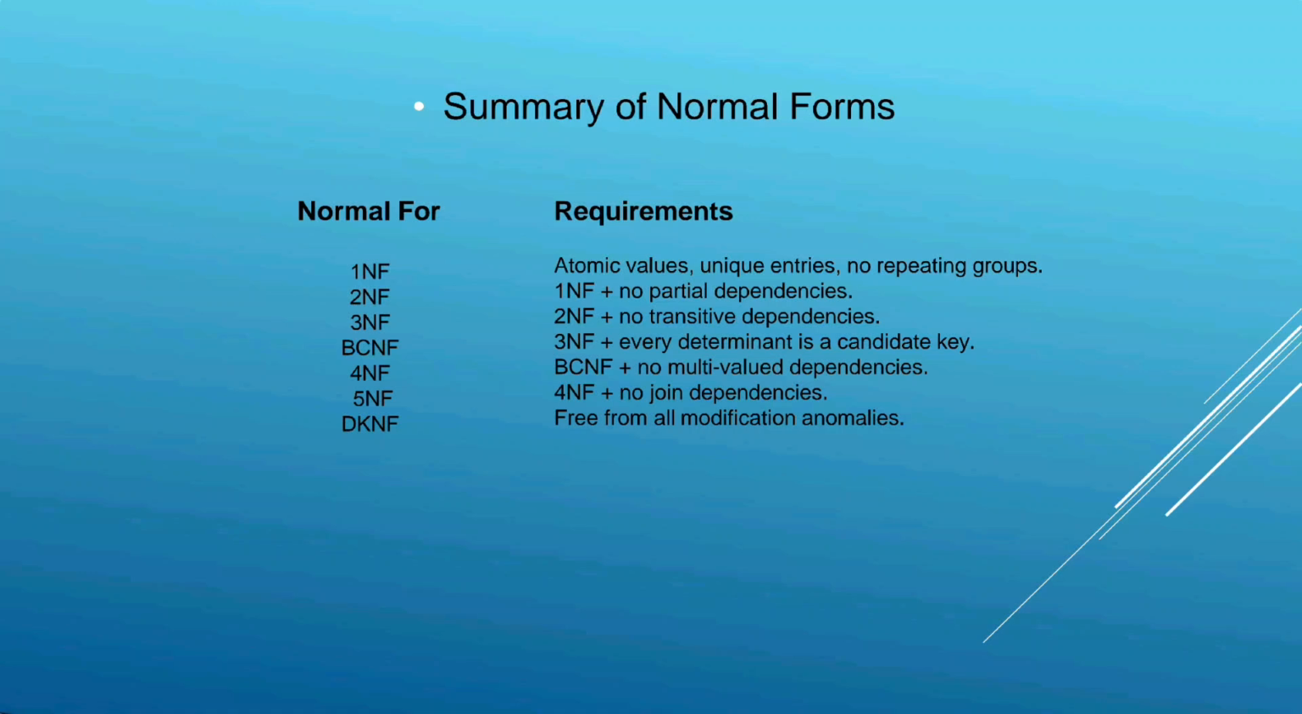Domain key normal form, DKNF, is the ideal form where all the constraints are based only on domain rules, valid data types and key rules. It is hard to achieve in practice, but it is the cleanest and most reliable form.